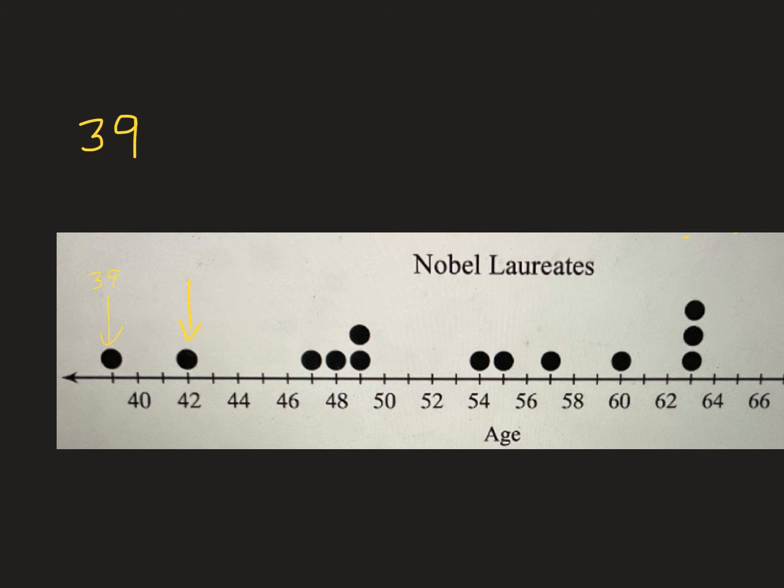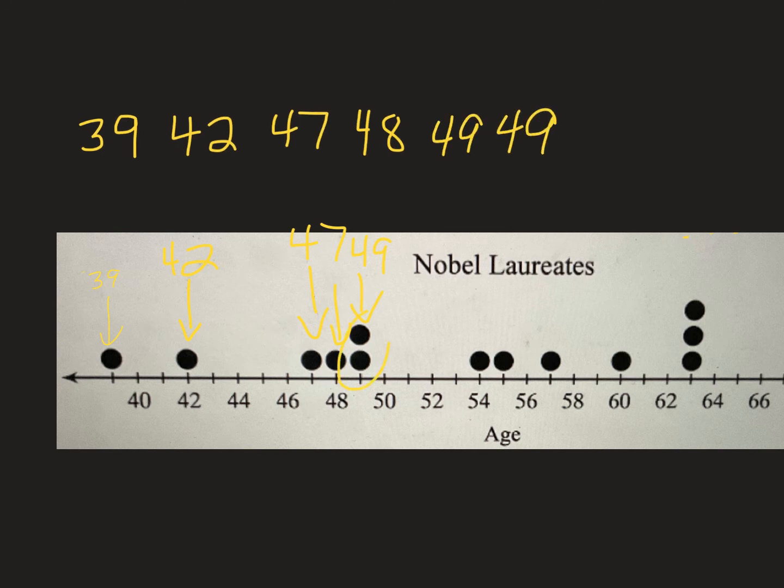Then we have a dot above the 42. So we've got the number 42. We have one dot above the 47. So we've got a 47. We have a dot above the 48. Then we have two dots above the 49. So we actually need 49 twice because we have two dots that go along with those 49s.